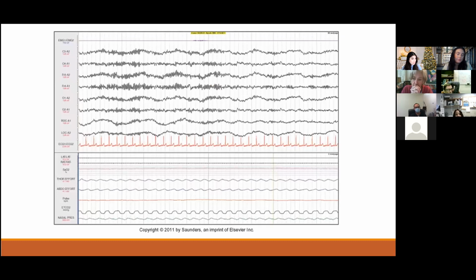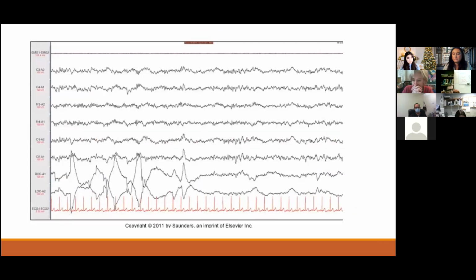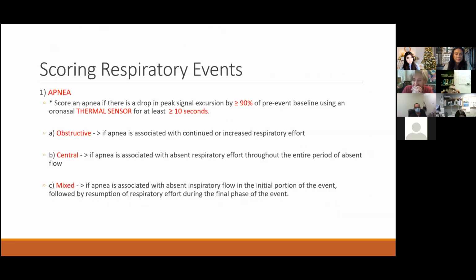And this is your standard montage we look at when we're looking at a sleep study. So again, someone just comes into the sleep laboratory, and we monitor these different signals during the night. But what we're talking about today is really scoring the respiratory events that occur. So we score an apnea if there's a drop in airflow, which we're measuring by a thermal sensor, for at least 10 seconds.